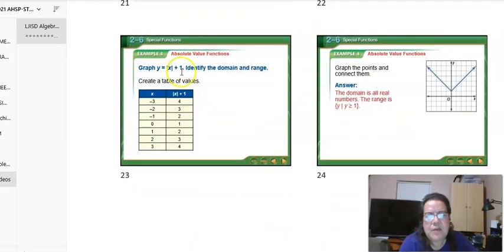So now, if they want you to identify the domain and range, sometimes you just build a table. If you don't have a calculator with you, that's fine. Just go ahead and build a table of values to help you figure out what it is that you need to be looking at. That way you can get an idea of the actual domain, which is your X, and then your Y values, what happens to them.